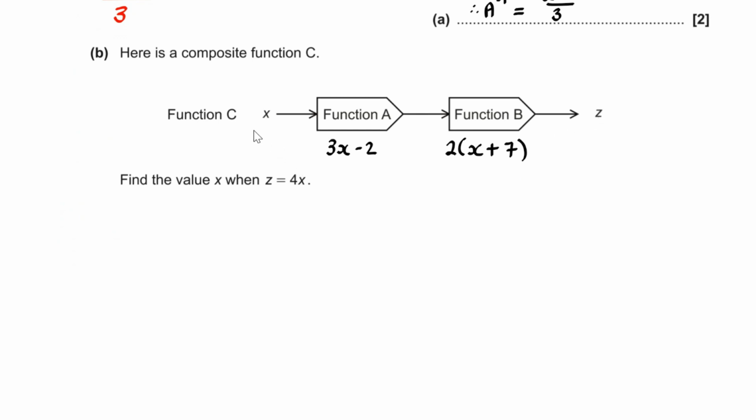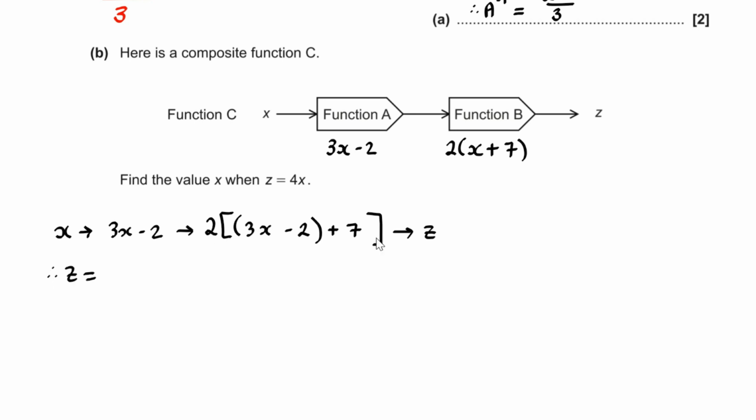So what we do is we take function C, we put in x into it. So we start off with the x, we then input function A, so we get 3x minus 2, and then we put this into function B. So where we've got an x here, we replace it with 3x minus 2, so we would have 2 lots of 3x minus 2 plus 7. And then from here we get z. So therefore, z is equal to, well, if I tidy all of this up, we've got two lots of 3x plus 5 as z.